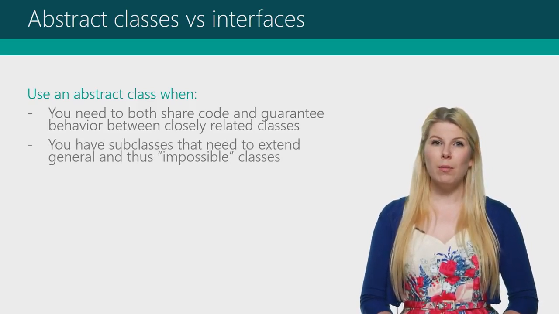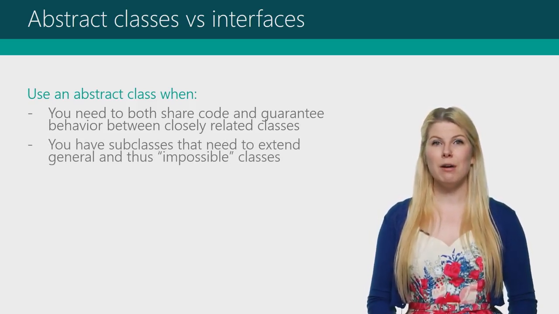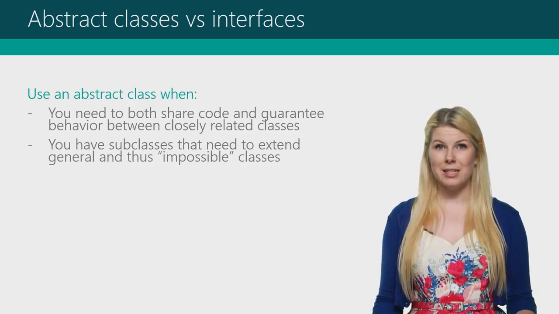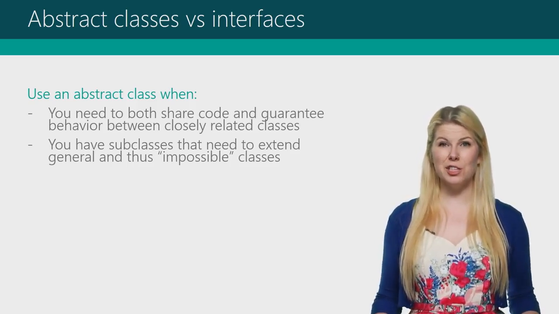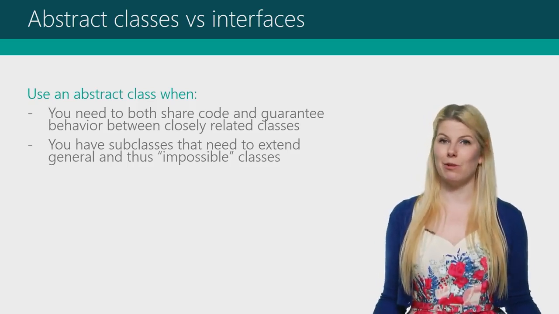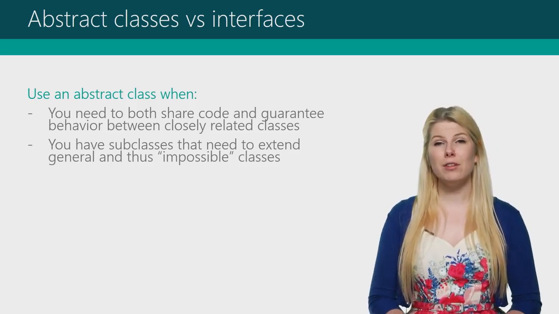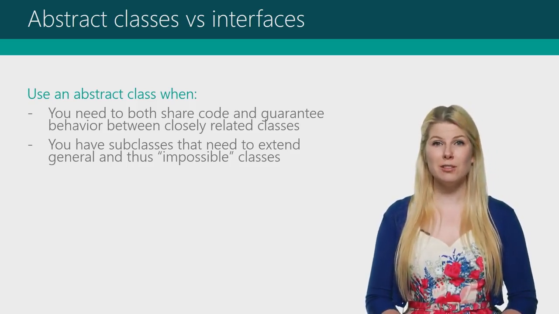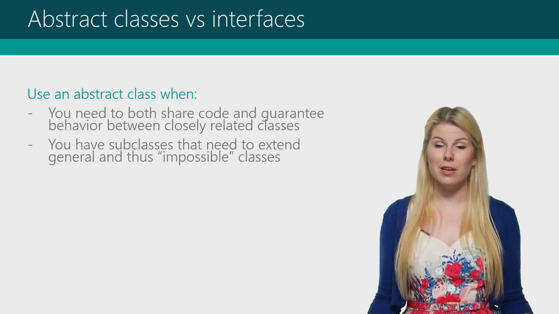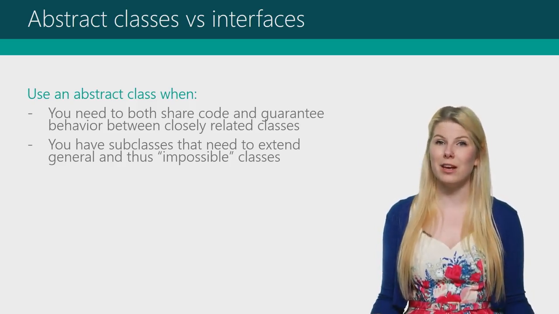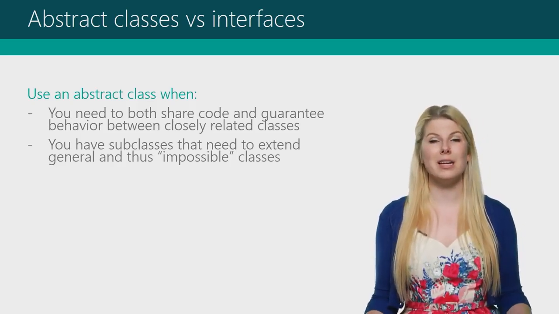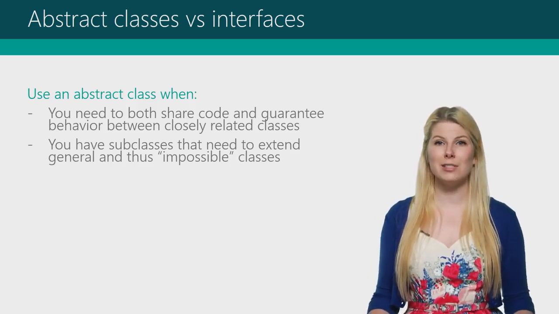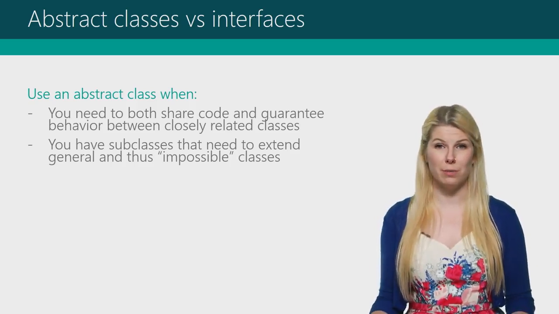You also will probably want to use an abstract class when you have specific subclasses that need to extend really general and thus sort of impossible classes. You know, if you have a structure of different employees, chances are nobody has the title employee. They probably have something much more specific. So maybe employee is an abstract class and its subclasses are things like teacher or principal.